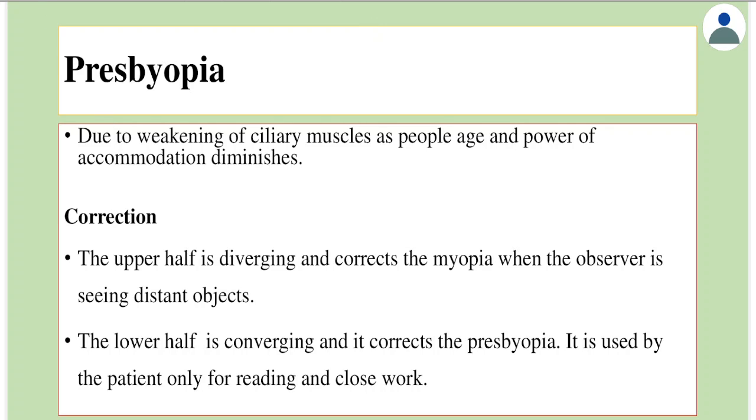Presbyopia is an eye defect which happens due to weakening of ciliary muscles as people age, and because of which the power of accommodation of the eye changes.